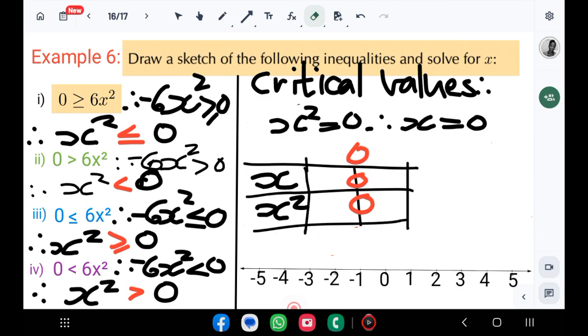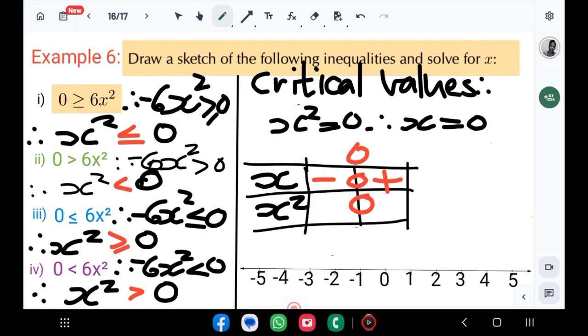Okay, x is positive to the right of 0. Any number bigger than 0, it could be 1, 2, 3, or whatever the case is. As long as it's bigger than 0, it makes the whole thing on the right-hand side positive. On the other side, anything less than 0 will make this negative. For example, minus 1 will make that negative.